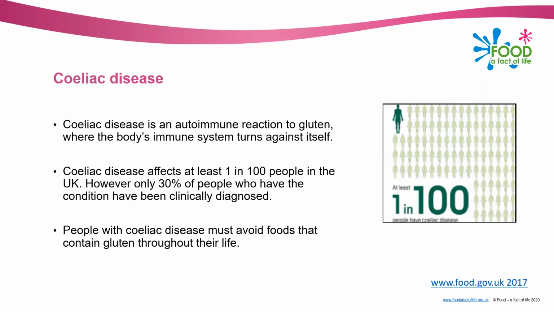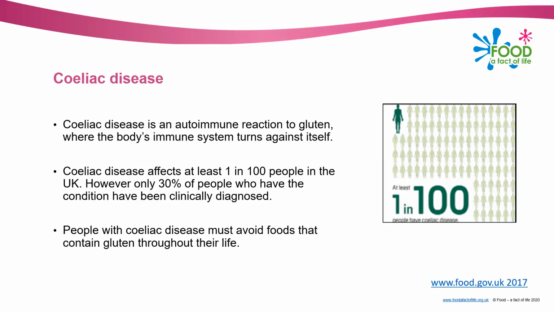Now, there can be some confusion as to exactly what gluten is, but gluten's a protein that's found in some cereal products, so in wheat, barley, and rye. And how this causes illness is that the gluten damages the small intestine, so people are unable to absorb nutrients from the food as they normally would, and symptoms can be things like stomach pain and diarrhea.